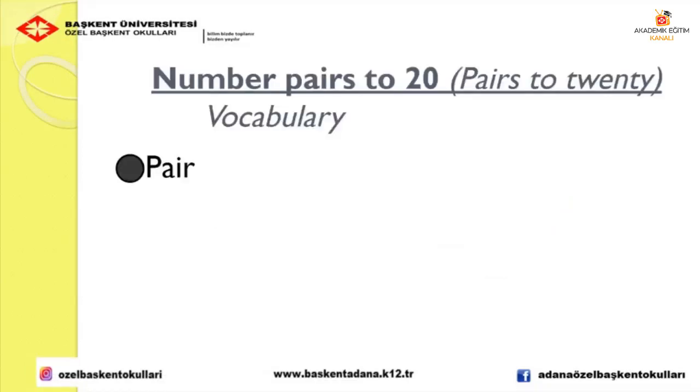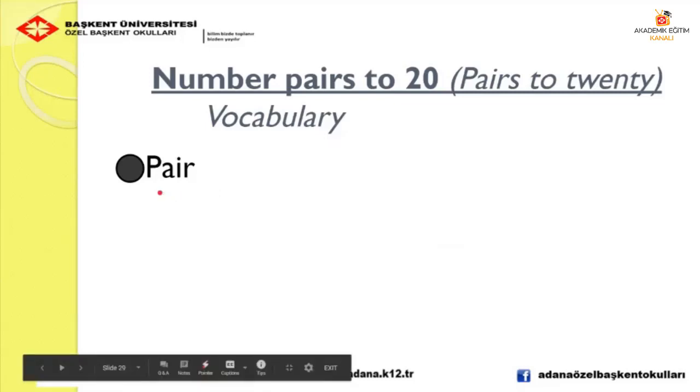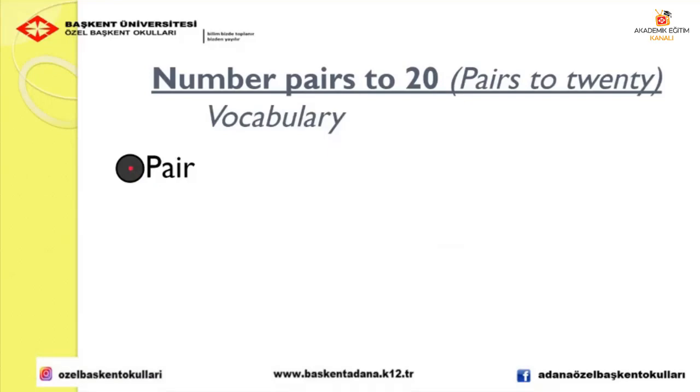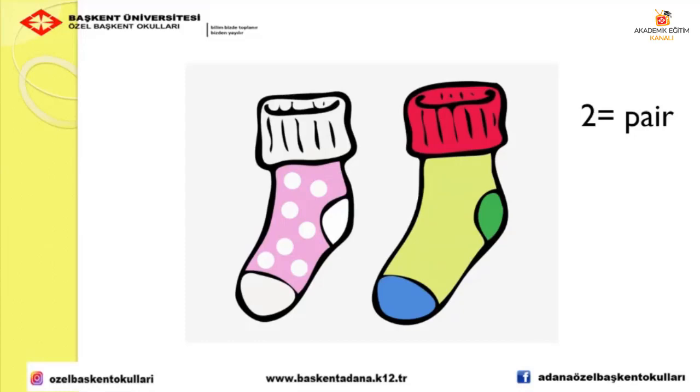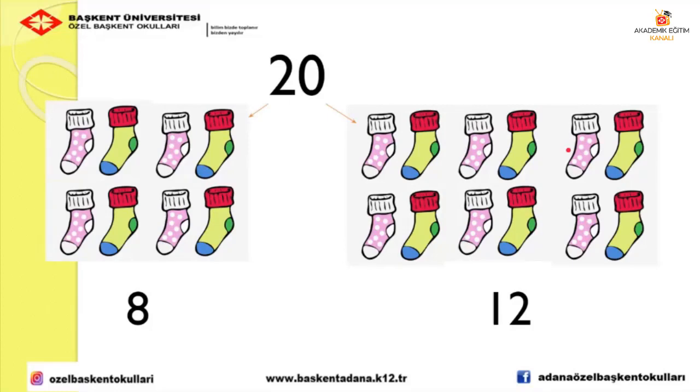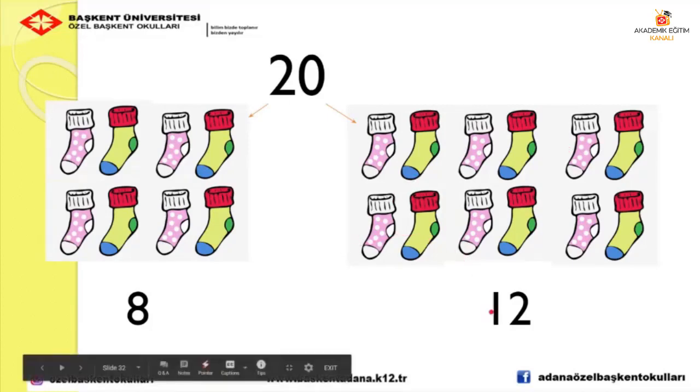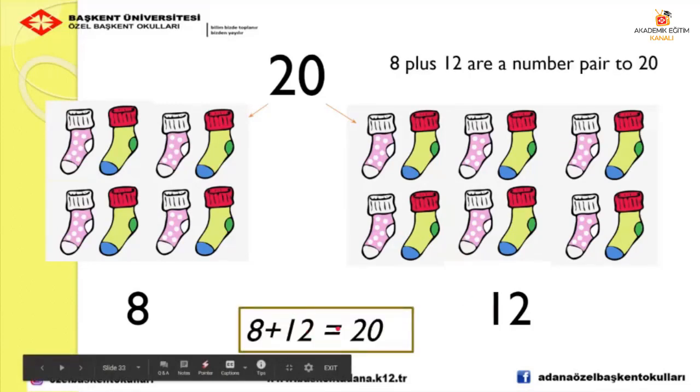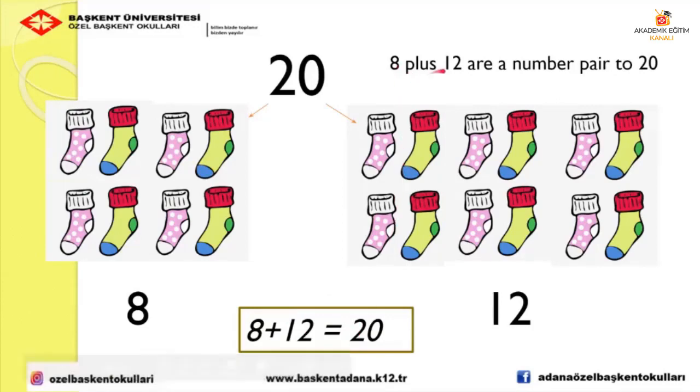Number pairs to 20. In this topic, the word to remember is pair. Look at these 2 socks. They are a pair of socks. There are 2 socks in a pair. Now, I have 20 socks here, and I will split them into 2 groups, a pair of groups. For example, 8 and 12. 8 plus 12 equals 20. 8 plus 12 are a number pair to 20.